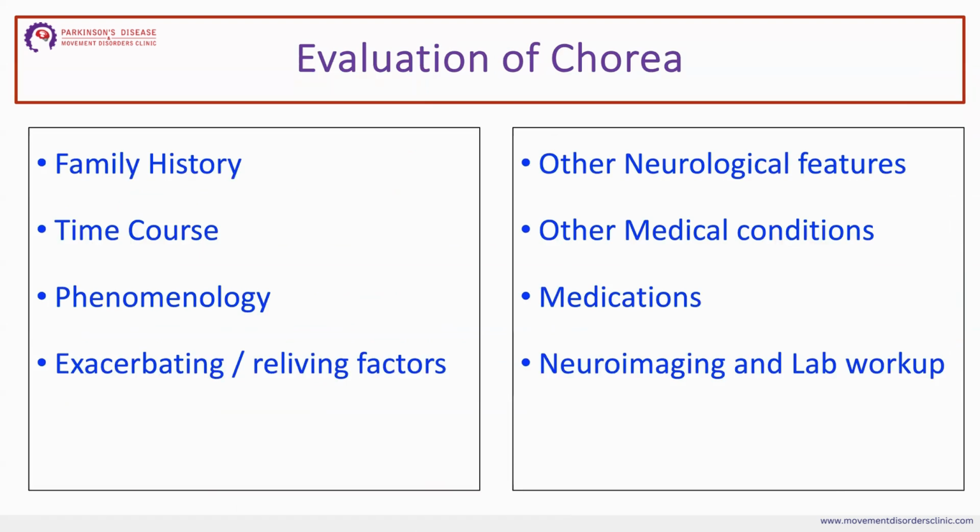So, how do you evaluate a chorea? How do you approach a person with chorea? The primary things, as I told you, are family history, time course, and phenomenology. Are there any exaggerating or relieving factors? What are the other associated neurological features, medical conditions, medication history, and neuroimaging and lab workup? If you have a systematic approach to this, you will be able to cover the diagnosis of chorea.